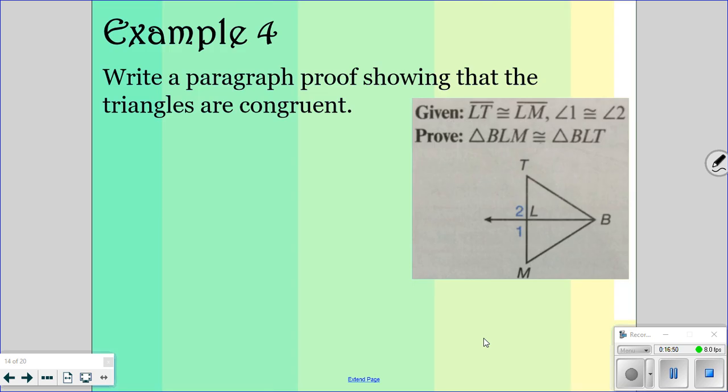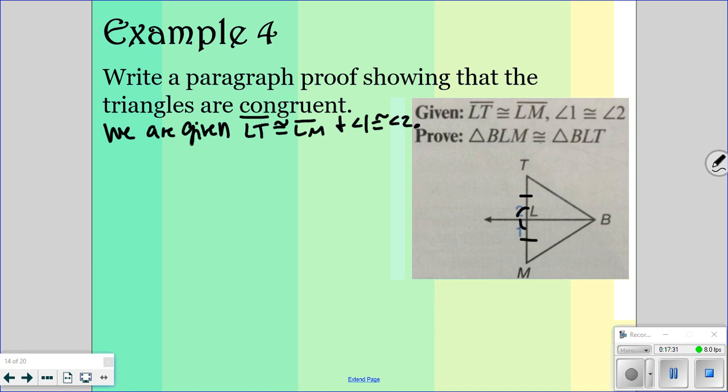Okay, so on this one, we want to write a paragraph proof showing that the triangles are congruent. So it tells us we are given, it tells us that segment LT is congruent to segment LM, and angle 1 is congruent to angle 2. Okay, so that's what we're given, and we want to show the triangles are congruent.